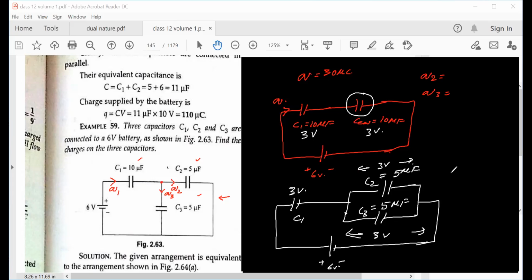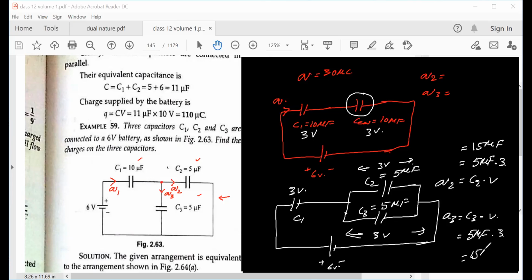Okay, so now we are going to find the charges. Q2 is equal to C2 into V, and Q3 is equal to C3 into V. C2 is 5 microfarad and the voltage is 3 volts, and C3 is again 5 microfarad and the voltage is 3 volts. So if you solve it, it will be 15 microcoulomb, and here also it is 15 microcoulomb.